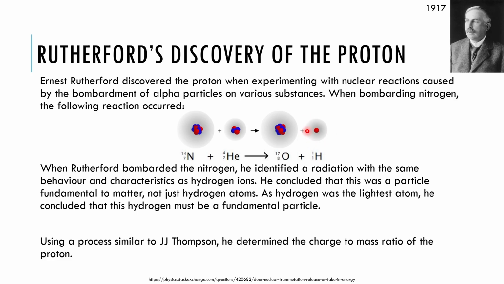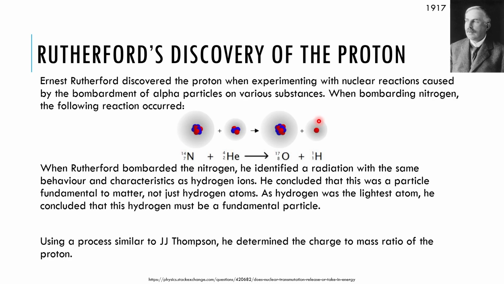He observed these particles as radiation, and when experimenting with this radiation to try and discover its identity, he saw that they had the same behavior and characteristics as hydrogen ions. He knew that there was no hydrogen present at the beginning of his reaction, yet there was hydrogen at the end, a smaller particle than the particles he started with. Therefore, the conclusion was that this particle that essentially was a hydrogen ion was fundamental to other types of matter, not just hydrogen itself.